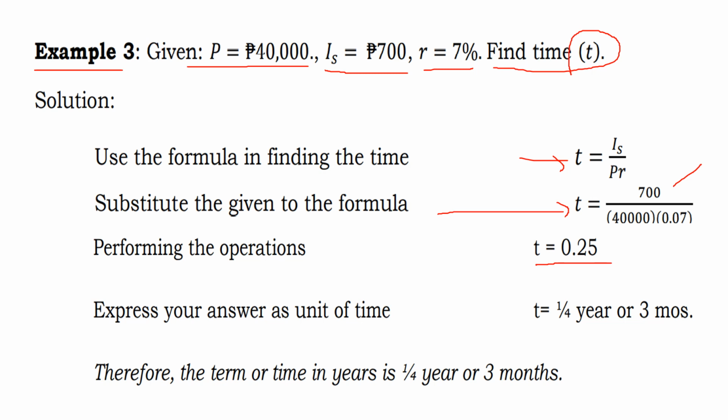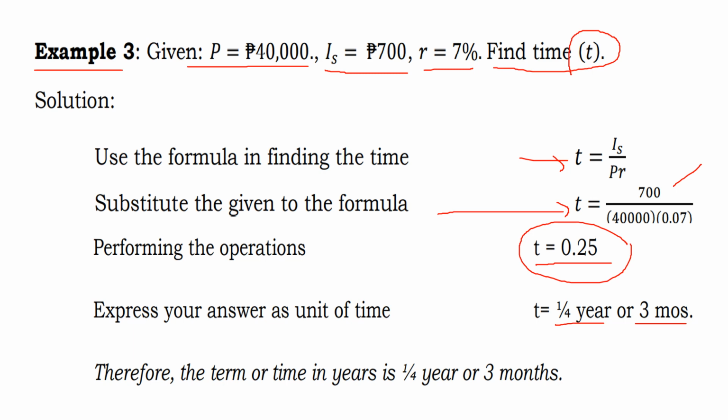And to express your answer as a unit of time, we can say that this 0.25 is 1/4 year or 3 months. Because this 0.25 as a value of your T is 25% of a year. Meaning to say, if there are 12 months in a year, your 0.25 pertains to 3 months, or 1/4 year.